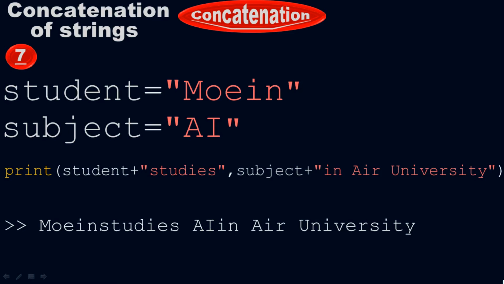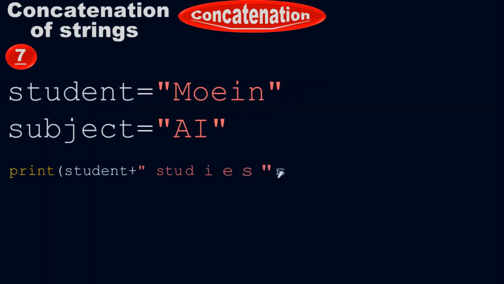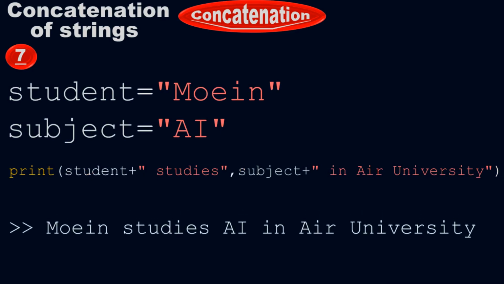So let's do it. I will take the same example here, but with a bit of modification. So at the end in output, I will get Moein studies AI in Air University. Now I got the output in a proper way. What I did, as I told you, we concatenated student, which is Moein, with studies, but there was no space between Moein and studies. What I did, I put a space.